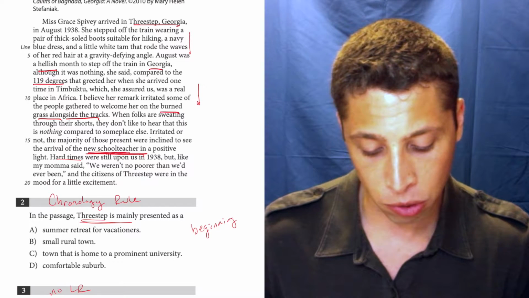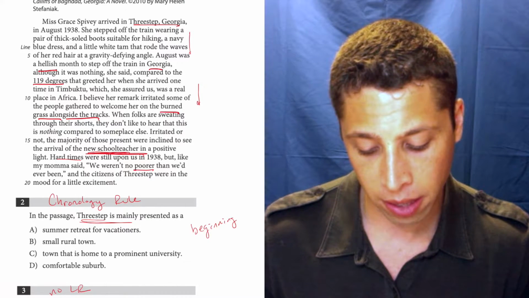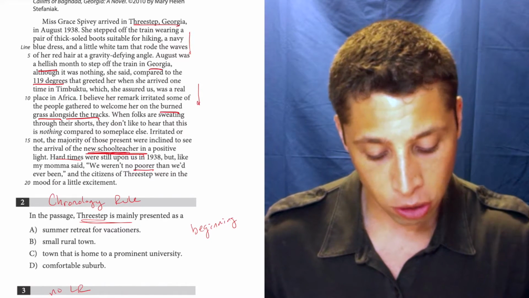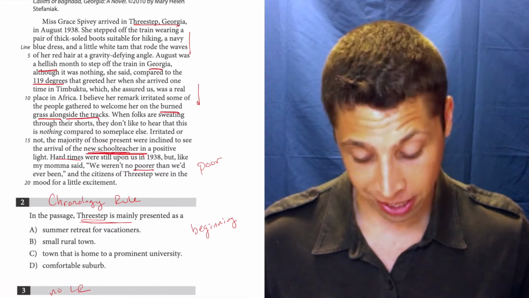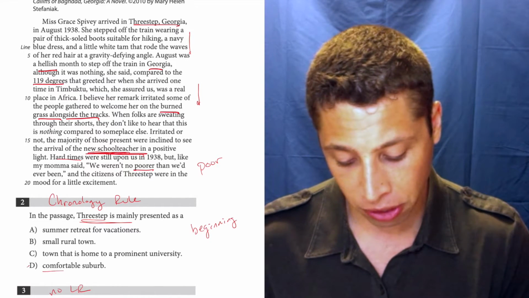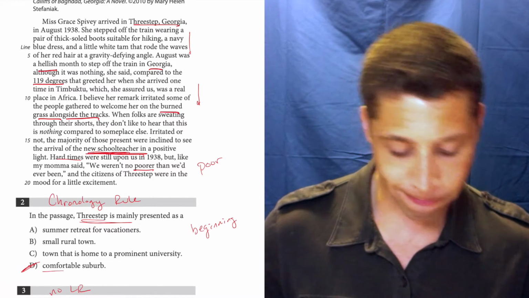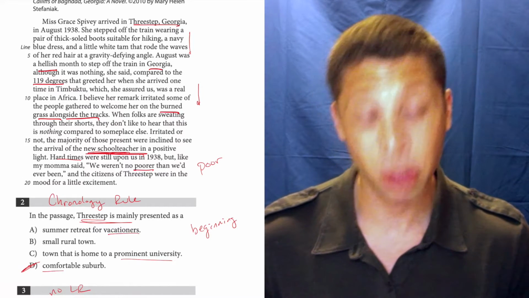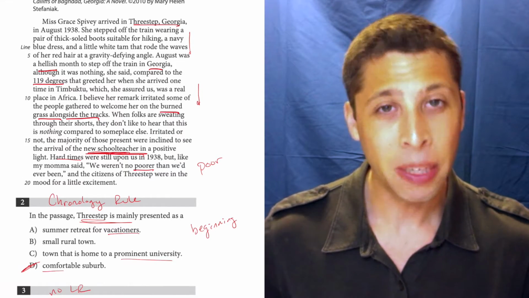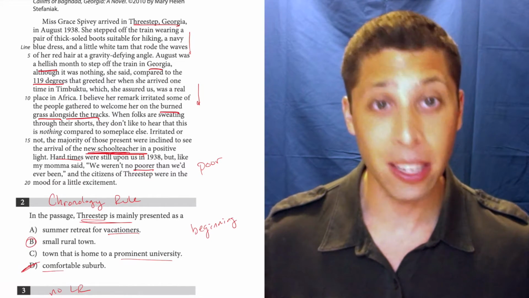Hard times were still upon us in 1938, but like Mama said, we weren't no poorer than we'd ever been, and the citizens of 3 Step were in the mood for a little excitement. So it's important to note here that this is not a wealthy community. So when we talk about a comfortable suburb, that doesn't match with the fact that they say it's poor. So it also doesn't really match with it being a place for a prominent university or a retreat for vacationers. But even more so, choice B is like the most vague choice here.